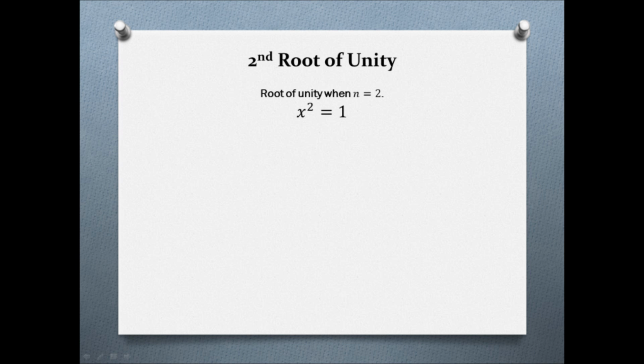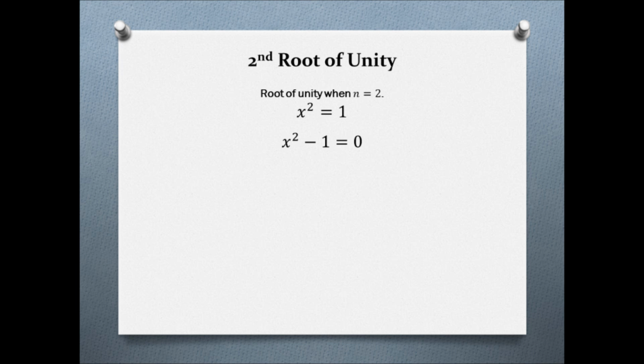So let's look at specifics like the second root of unity. What that is is just a root of unity, specifically when n equals 2. So we have the equation x squared equals 1. Now, we could guess and check to see what x's actually work, but to make sure that we have all of them, let's play around with the equation a little bit and just bring the 1 over to the left-hand side, so we get x squared minus 1 equals 0.